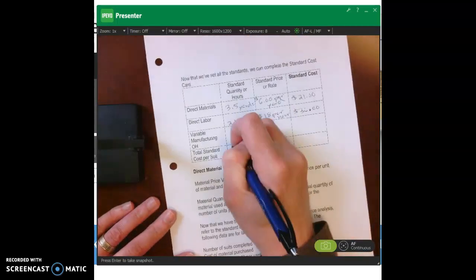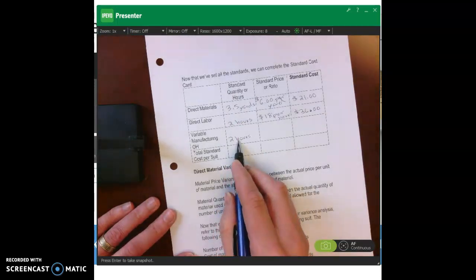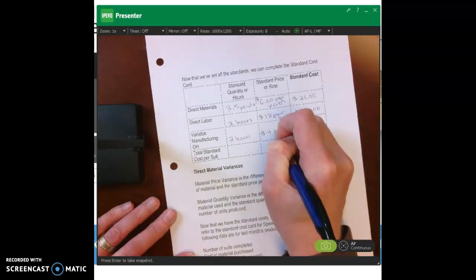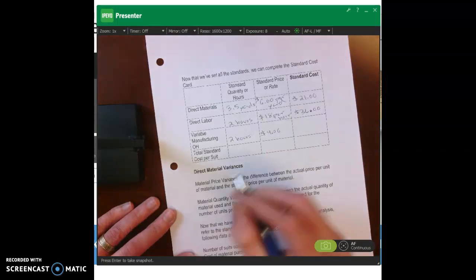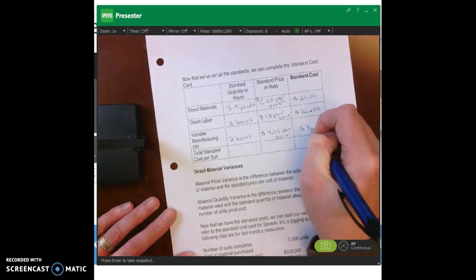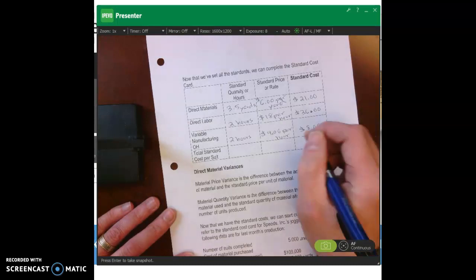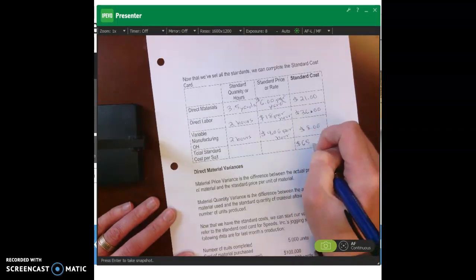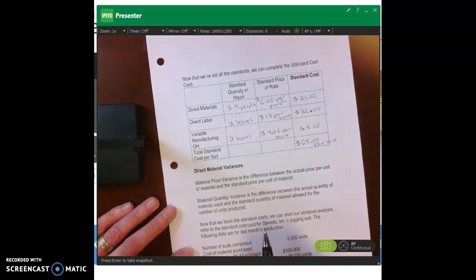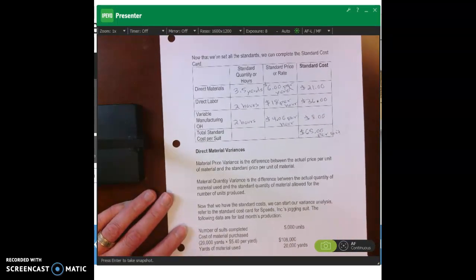And then we have our variable overhead, applied based upon labor. So we had our 2 hours. That's where we had our 2 hours of labor per suit. And then remember, it's $4 of variable overhead per hour. That gives us our $8. We can add the 21 plus the 36 plus the 8. That gives us $65 per suit. Okay? That's the standard cost of making one suit. It should cost us $65 to make one suit.